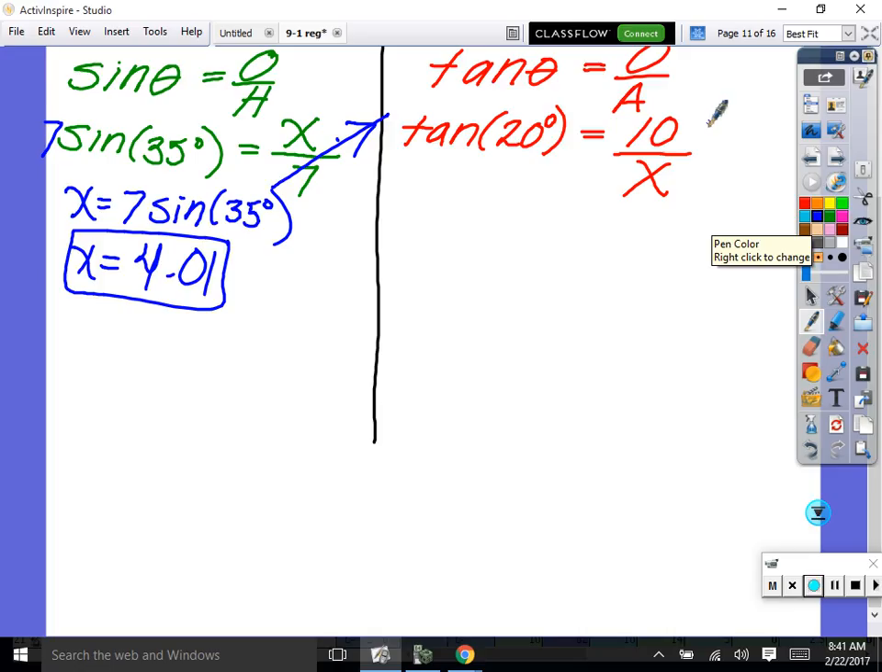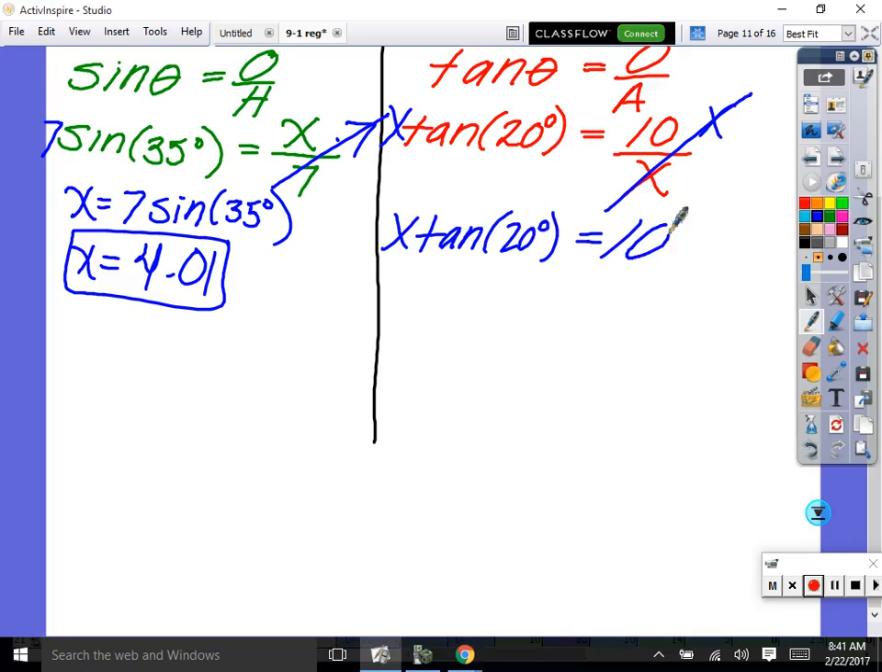Good. Multiply both sides by x. So now we have x divides out. So we have this, x tangent of 20 degrees equals 10. Now remember, what's your goal? It's to solve for x. So we have one last step to get x alone. Do what? Good. Divide by tangent of 20 degrees to both sides of the equation.